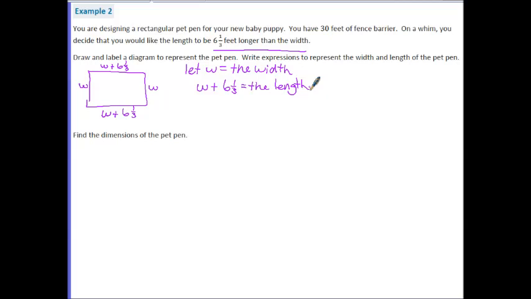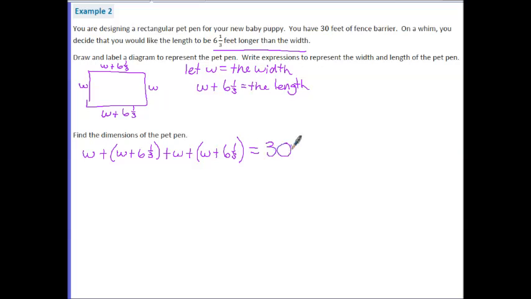Then they ask us to find the dimensions of the pet pen. Now we have 30 feet of fence barrier, and essentially what we're talking about here is the perimeter. So we would want to add up all of our sides. So let's add them up. W plus 6 1/3 plus W plus 6 1/3. And the total amount that we have is 30 feet, so this will be equivalent to 30.